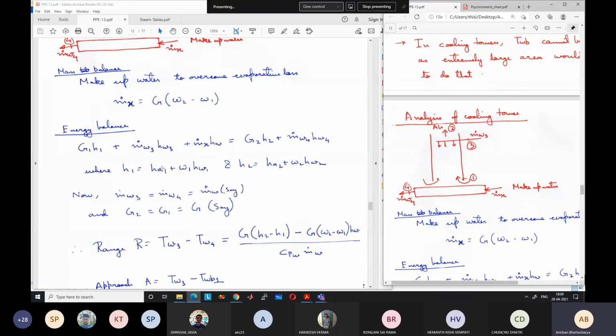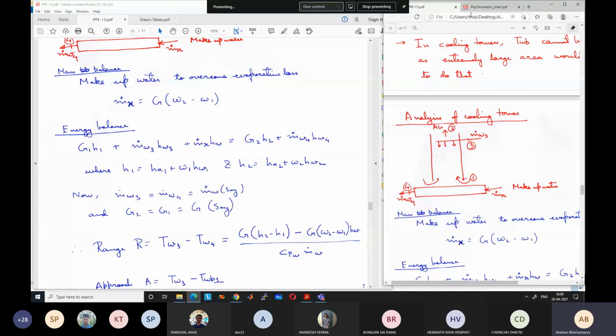This is written in terms of kilojoules per kilogram of dry air. You will see this in the psychrometric chart also. This is how enthalpy is defined for wet air. This multiplied by the mass flow rate of dry air gives us the total energy which comes in with the air, including the water vapor.